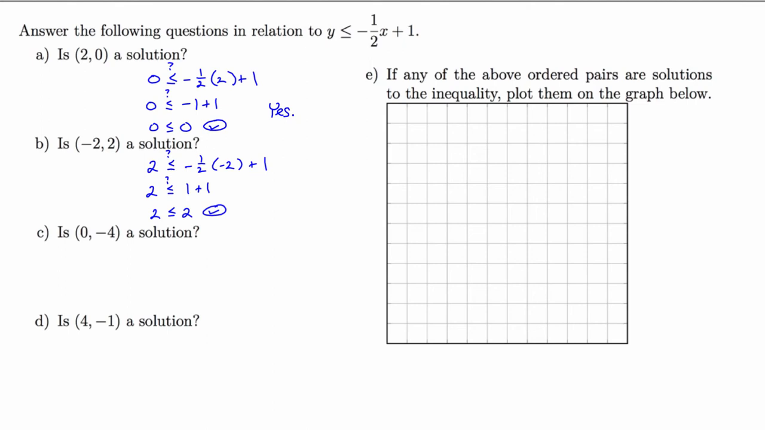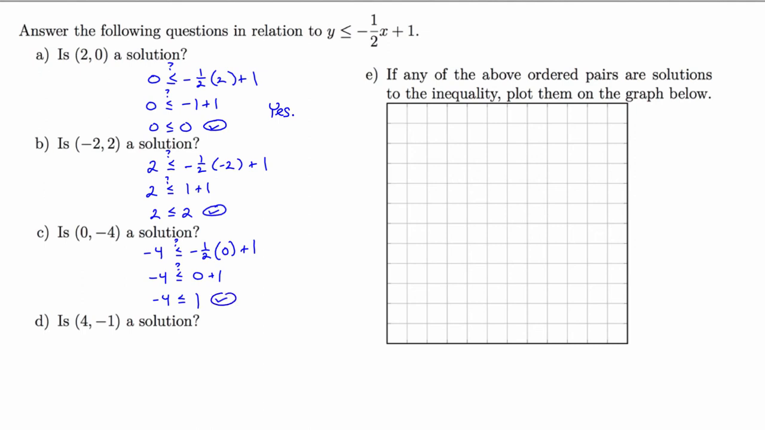For part C, we need to check if (0, -4) is a solution for this inequality as well. Again, substitute the y value for the y variable, and we want to check, is negative 4 less than or equal to negative 1/2 times 0 plus 1? Again, simplifying. Negative 1/2 times 0 is 0, and 0 plus 1 is 1. So the question is now, is negative 4 less than or equal to 1?